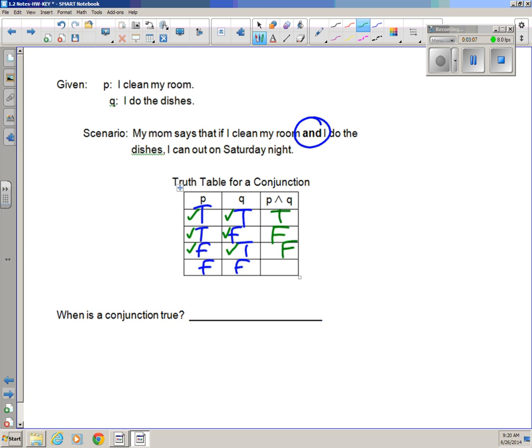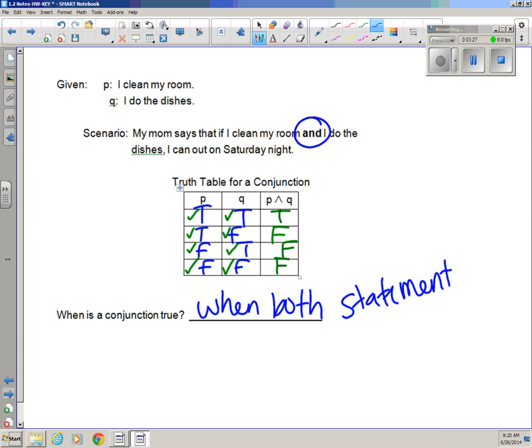Fourth situation, did you clean your room? No. Did you do the dishes? No. Is she letting you out on the weekend? Absolutely not. So the only way that a conjunction is true is if both statements are true. We talked about this a little bit yesterday, and now you see it in a graphic organizer format, when both statements are true. Okay, so there's your conjunction.